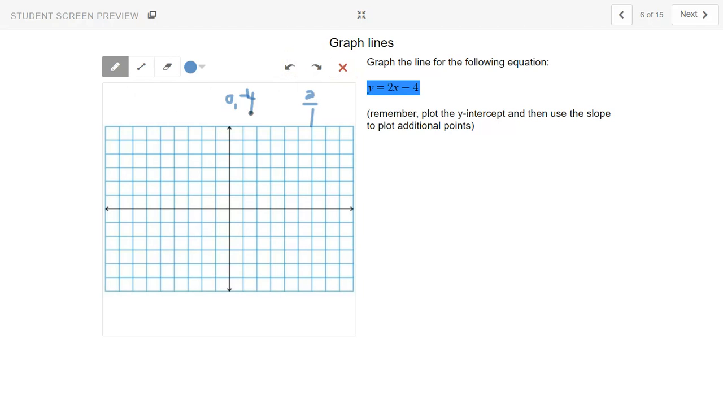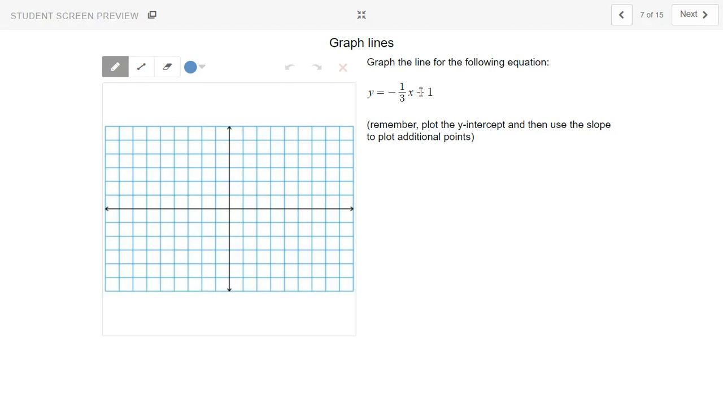Let's get going. So 0, -4, that means 0 over and just down 4. So there's my point. Then I'm going to go up 2 over 1, up 2 over 1, up 2 over 1, up 2 over 1, up 2 over 1, and get my drawing tool and strike a line. Boom. Okay, let's try the next one.